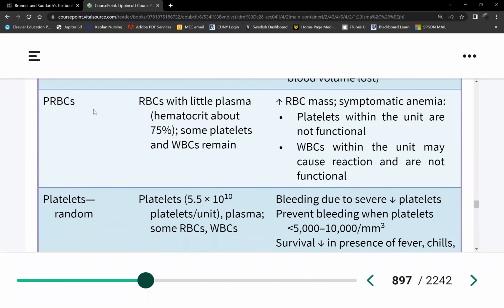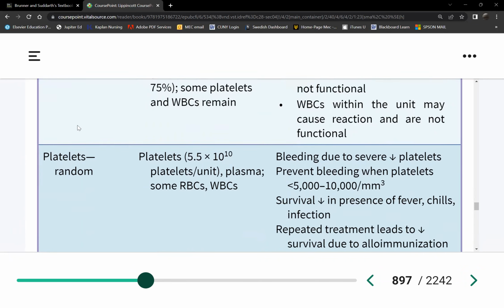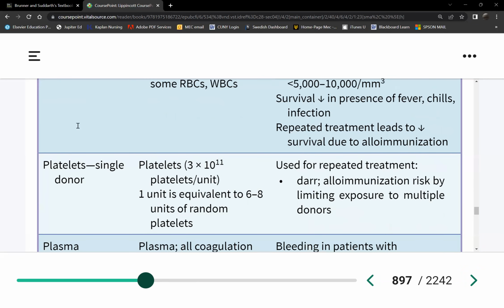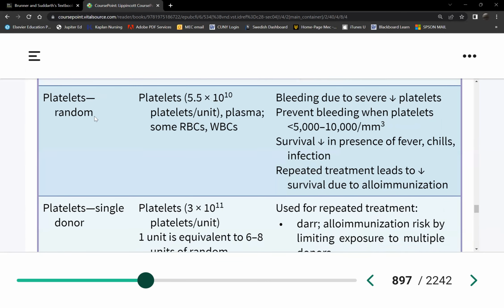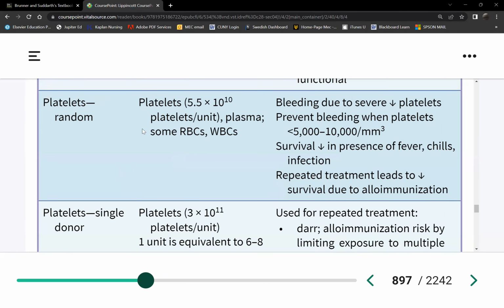So the three we're testing are packed red blood cells and platelets. There are two types of platelets. We will do single donor as well as random, which is also called pooled platelets. So this is the platelets that I meant earlier, wherein because there are very few single donor platelet donors.